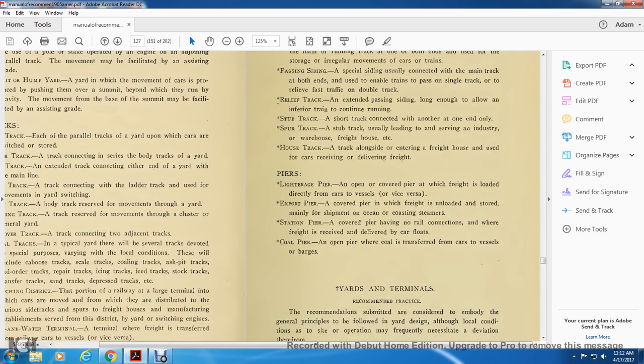Pier, the longitudinal pier, an opening in the cover of the pier with which the freight is lowered directly into the car vessels and vice versa. Export pier, with the cover of the pier with which the freight is unloaded and stored, mainly in shipping in the ocean, coasting, and steamer.